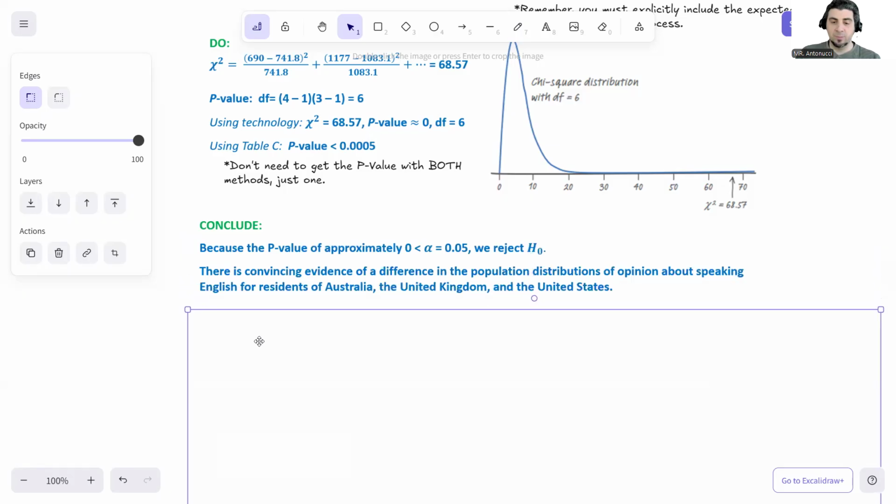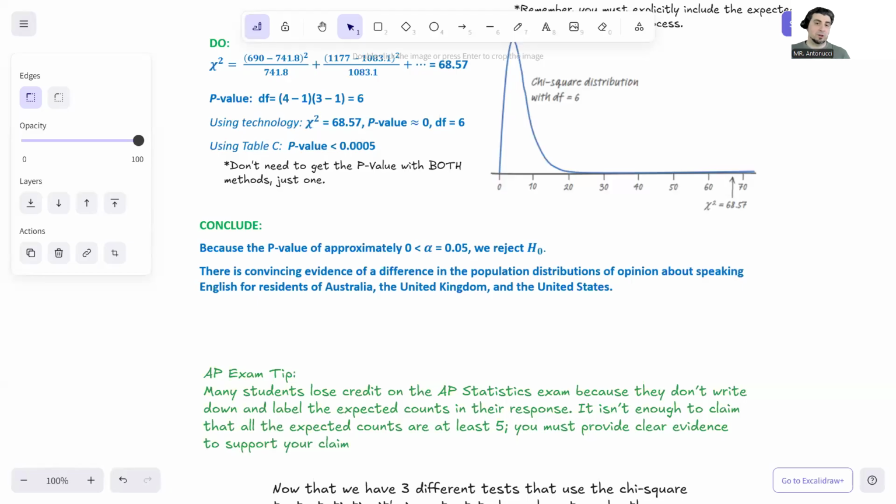Now we're ready for our conclusion. Because the p-value of approximately 0 is less than our significance level of 0.05, we reject the null. There is convincing evidence of a difference in the population distributions of opinion about speaking English for residents of Australia, the UK, and the US. Notice this doesn't tell us what the difference is, or even if it's a specific country. It just says we have evidence that a difference exists. So there's our 4-step process. Notice we didn't have to do any follow-up analysis as part of the 4-step process, and we weren't asked to do any, so we don't have to do any.